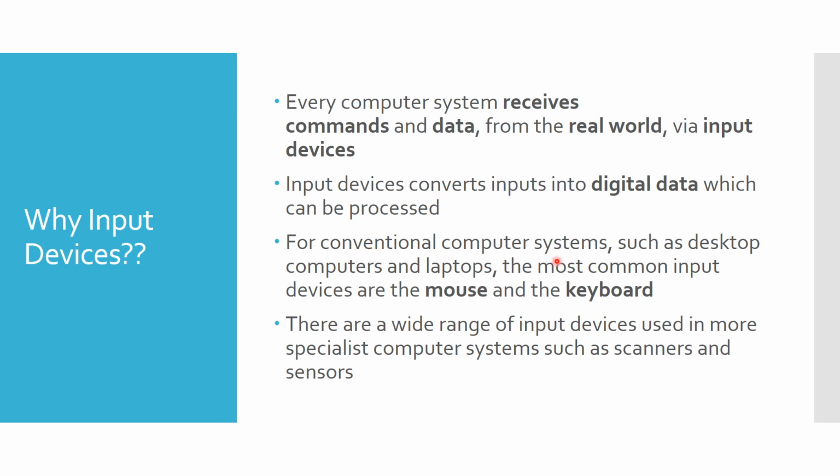For conventional computer systems such as desktop computers and laptops, the most common input devices are the mouse and the keyboard. It's pretty obvious that mostly we use mouse and keyboards as the input devices, but there are a lot of other input devices as well, like scanners, sensors, touch screens, and QR codes, frame codes, and a lot of other types of barcode readers as well.